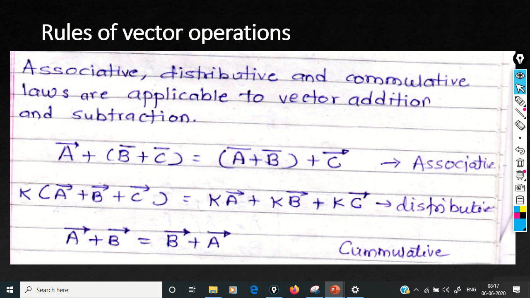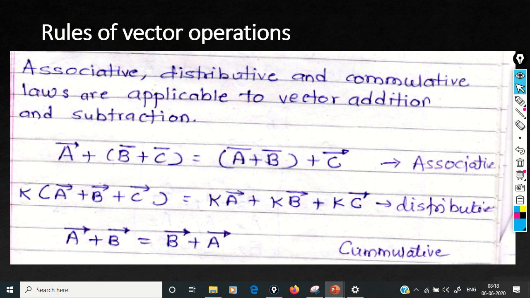The second law is the distributive law. I have a constant scalar quantity k. I want to multiply it to the bracket addition of three vectors, vector a plus vector b plus vector c. So how to read this law? Adding the three vectors and then multiplying by a scalar will generate the same result as multiplying individual vectors by a scalar k and adding their results. So both are going to generate the same result.